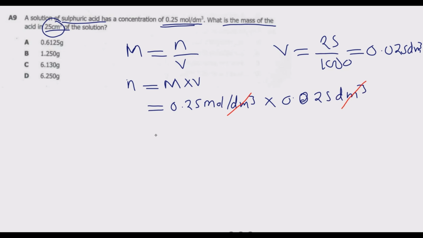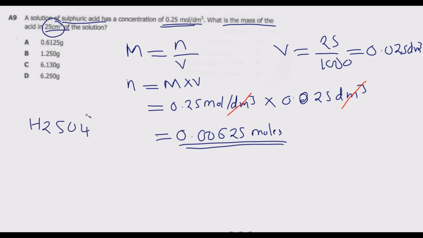Then when we multiply, we are going to end up with 0.006625 moles. So now we know the number of moles of sulfuric acid, which is given by this formula. Now for us to find the mass, the mass is given by number of moles multiplied by relative molecular mass. We can find the relative molecular mass of sulfuric acid by going to the periodic table.